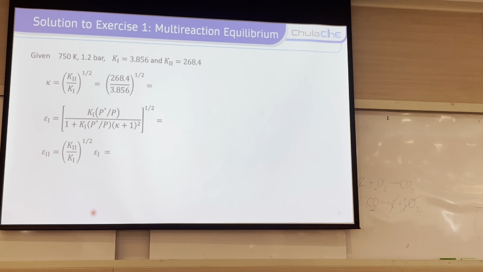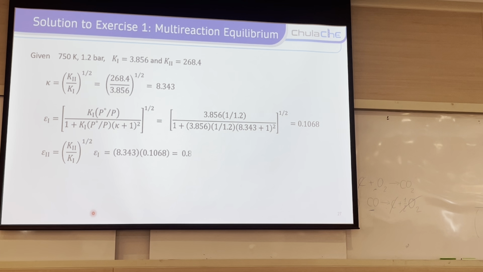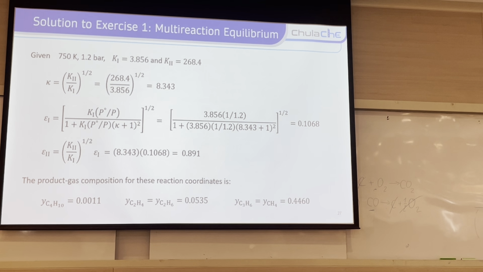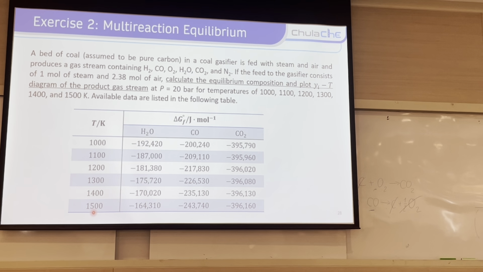Okay, let's see another exercise which is a little bit more complicated, and actually we will do the workshop for the calculation using the spreadsheet for the example next week. Next week we will use the spreadsheet to solve this exercise 2, and we also have another exercise for the multi-reaction equilibrium as well.